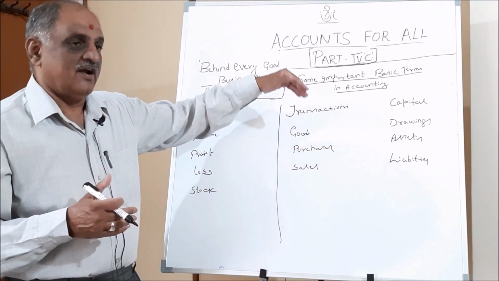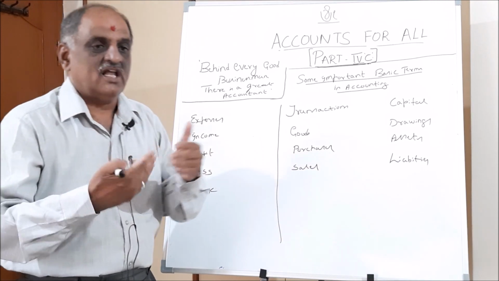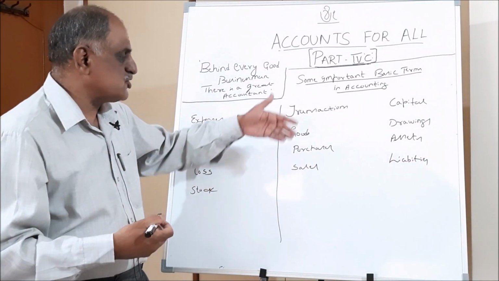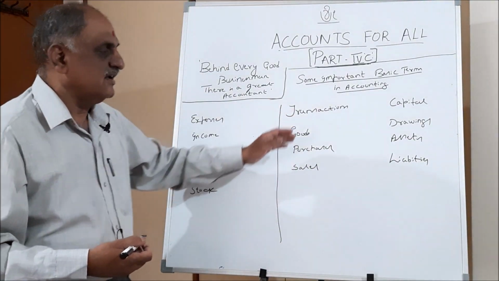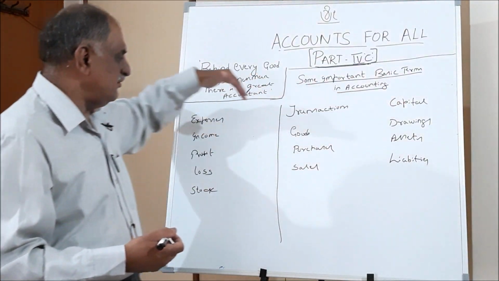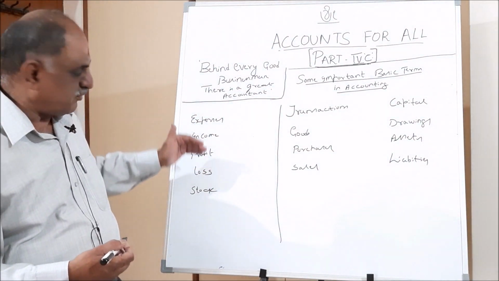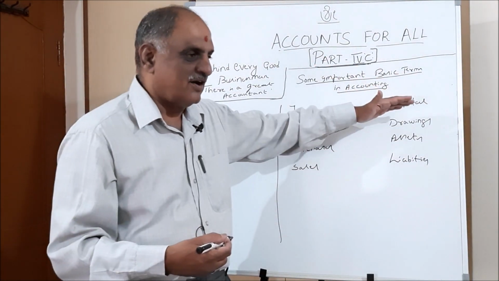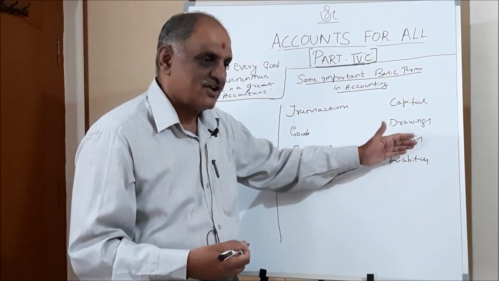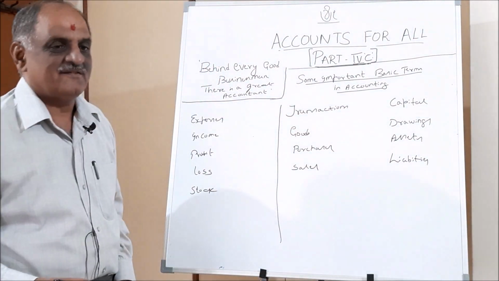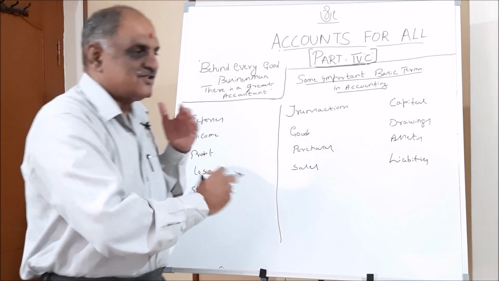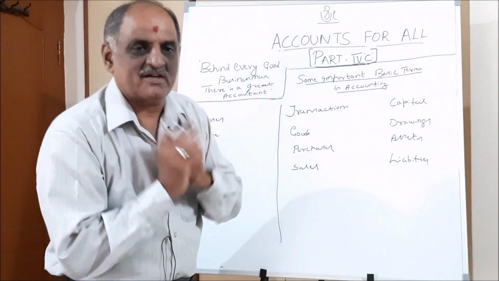So now we have understood so many things. How does a transaction happen? In many ways: goods, purchases, sales. Then for capital, what happens is expenses or income, or we get profit or loss. Then drawings, then assets, then liabilities. All these things come in one aspect.